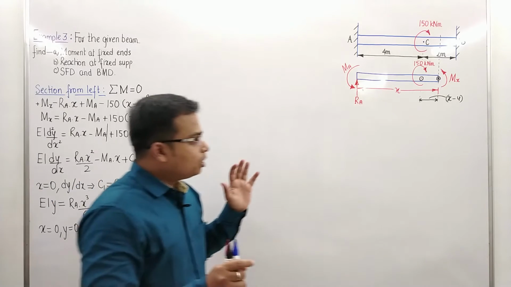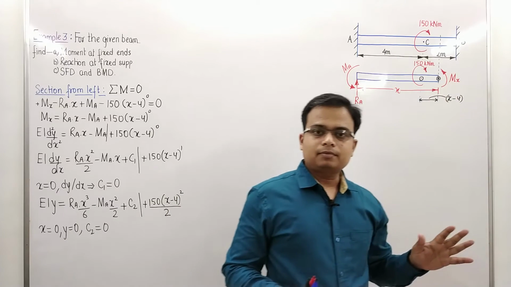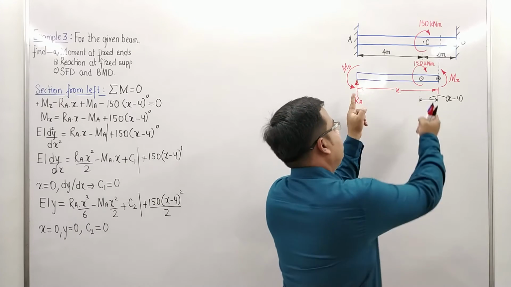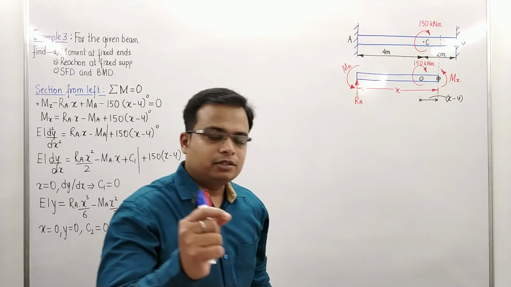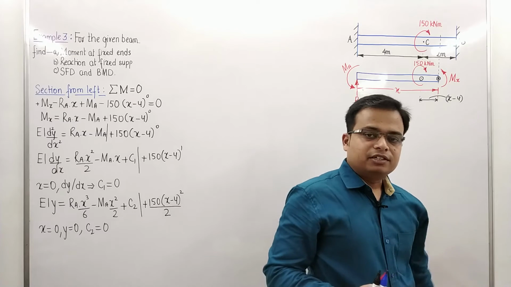Done. Now we are going to apply the second boundary condition, which is at end point B. That is also a fixed end, and that is where the value of x, if you increase the value of x, will become 4 plus 2, that is 6. So at x is equal to 6, you will have the slope is equal to 0 and the deflection is equal to 0.